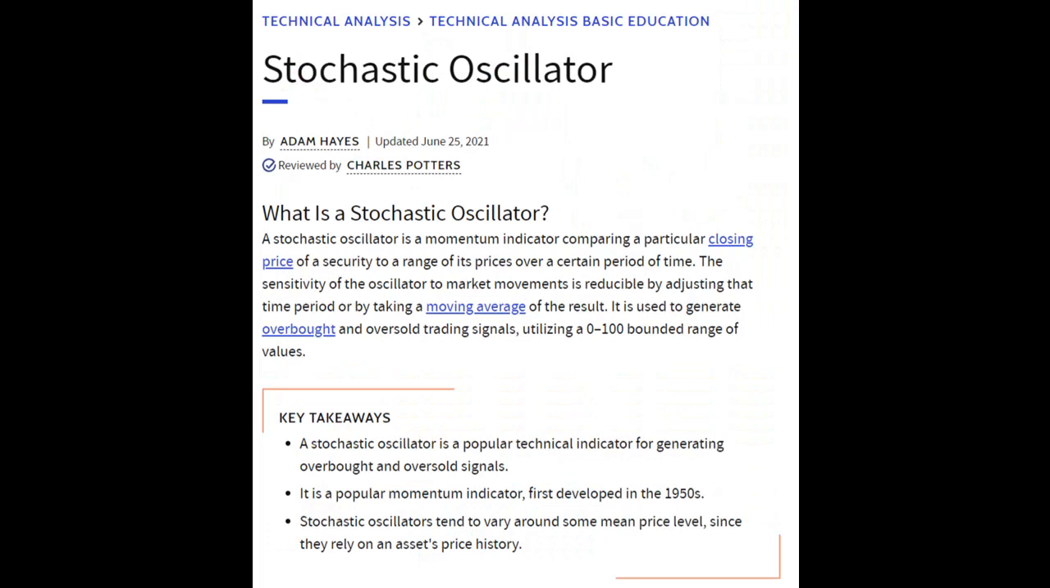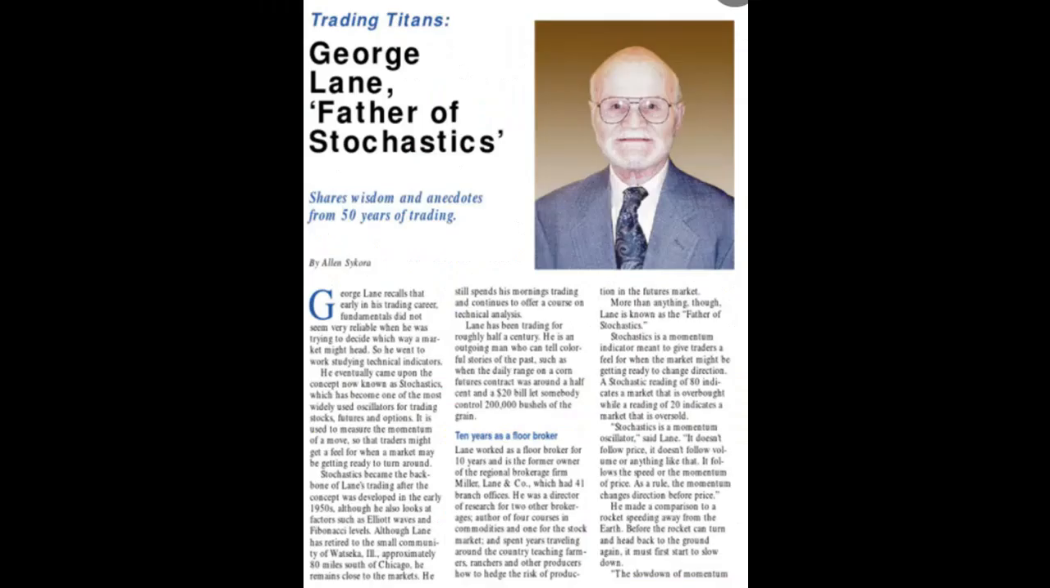signals. All right, well, before I get into the charts, I want to give a brief history on the stochastic oscillator if you've never heard of it before. The stochastic oscillator was developed in the late 1950s by a man named George "Night Train" Lane. George Lane worked as a floor broker for 10 years and is the former owner of the regional brokerage firm Miller, Lane and Company, which at one point had 41 branch offices.